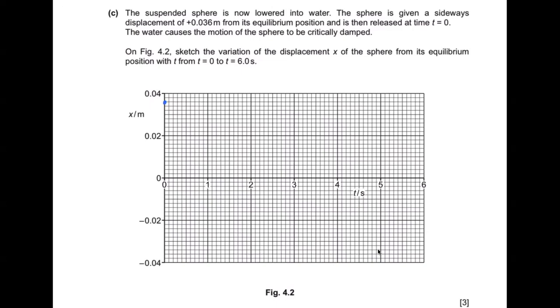So with critical damping, the idea is that the oscillations die out very, very fast. All right. So with this, you just need to show it like this, that these are your oscillations. They started and then they just die out really fast. So like, then you just continue this line.